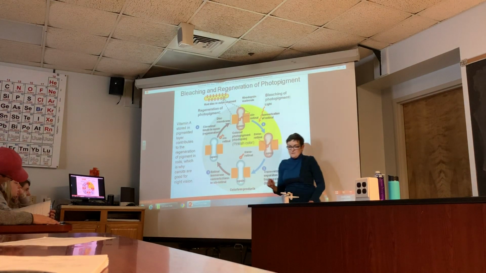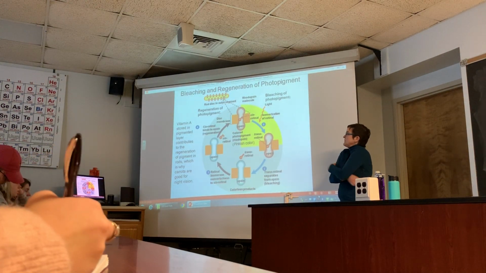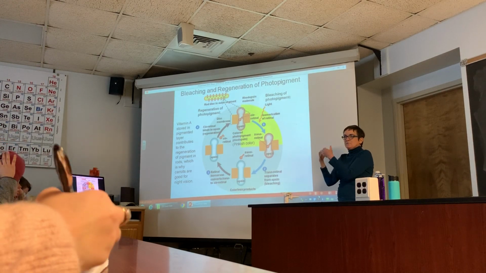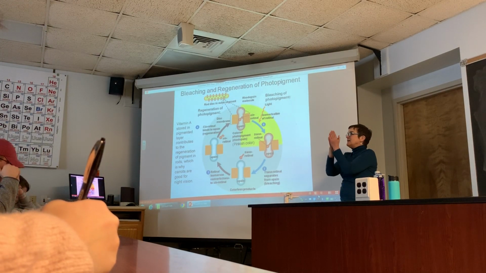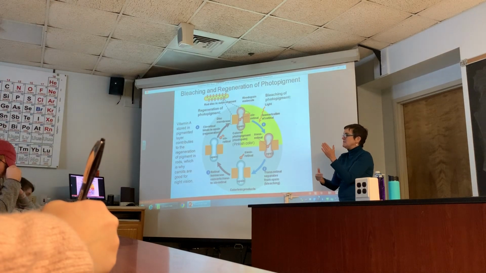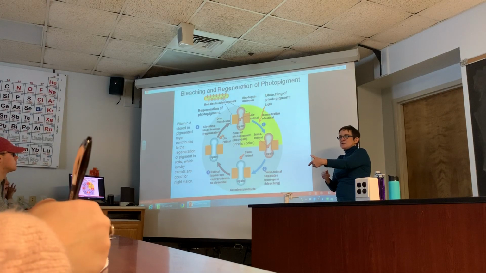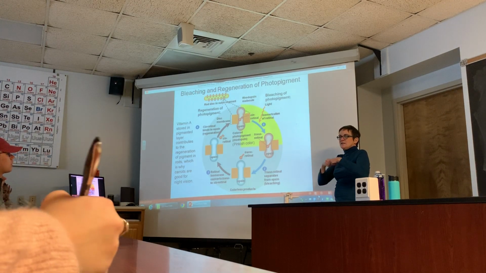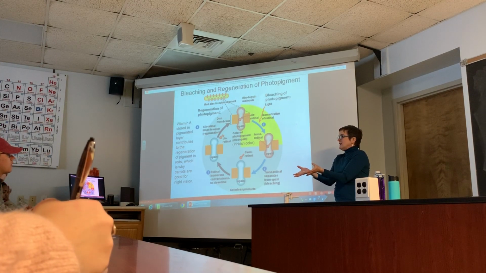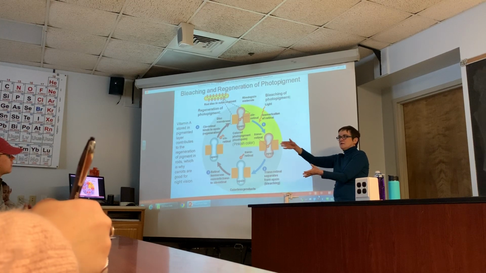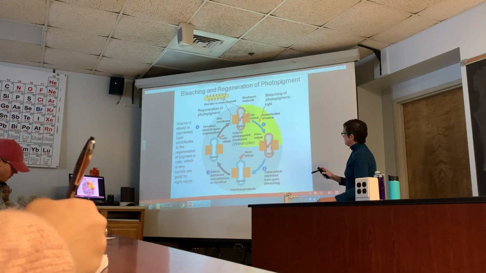Okay, so every time these pigments absorb light, they get bleached, then they regenerate, then more light hits them, they get bleached, and then they regenerate. Every time they get bleached, that generates a receptor potential, which then stimulates the release of neurotransmitter, which then stimulates the bipolar cells, and you send impulses down the line.